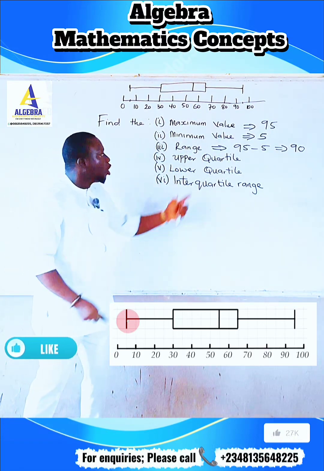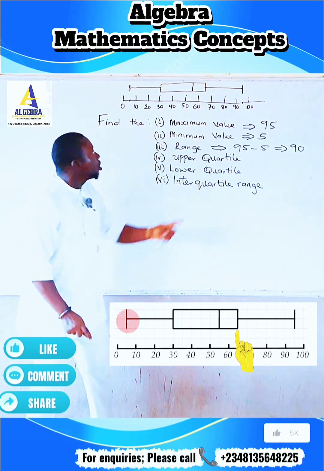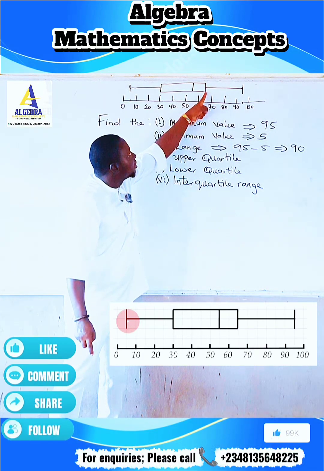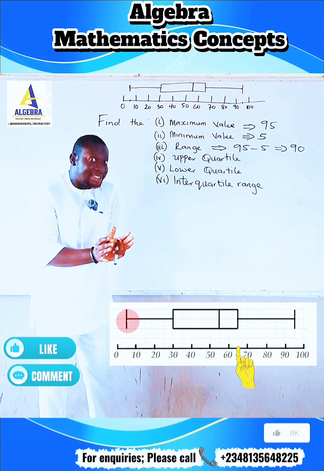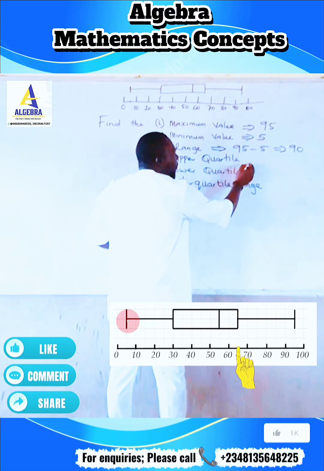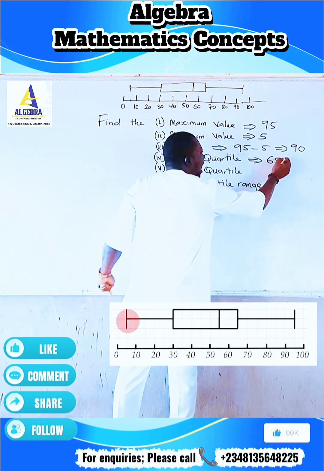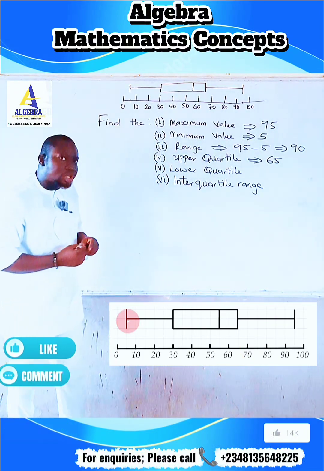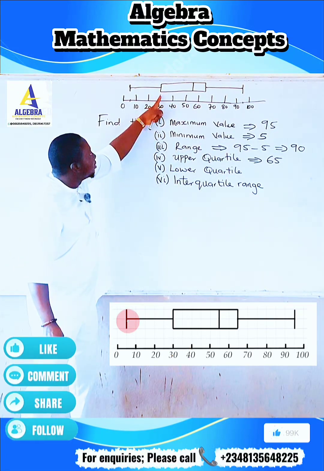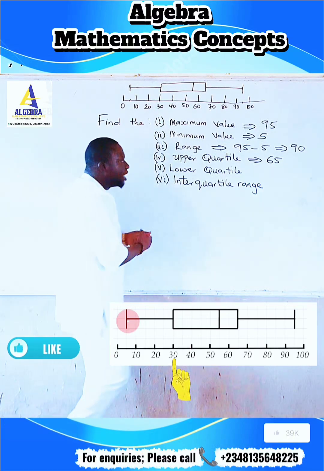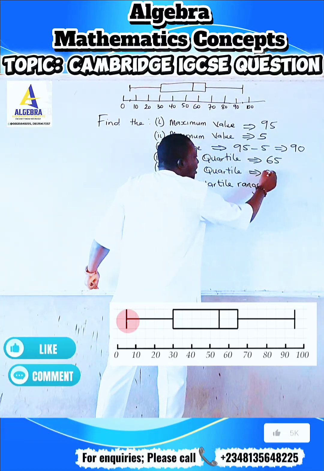All right, now to get the upper quartile is just this point here. That's in between 60 and 70, which is 65. So the upper quartile is 65. Now to get the lower quartile is just this point, which is 30. So my lower quartile is 30.